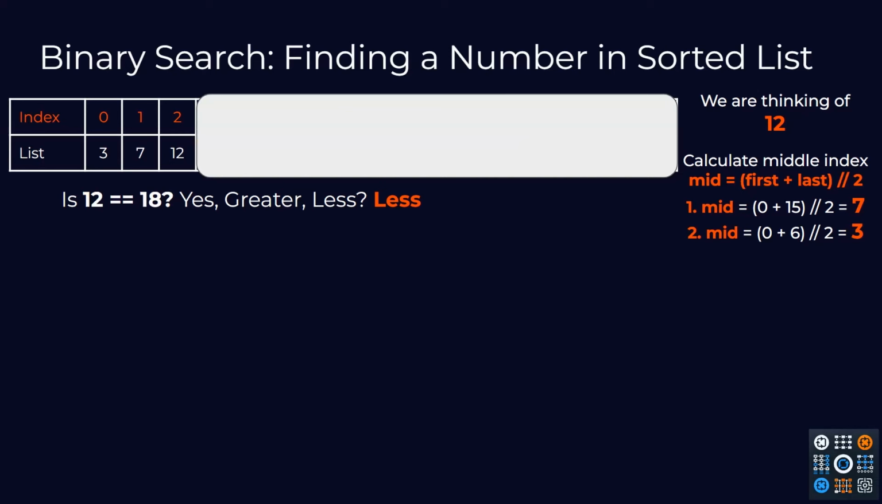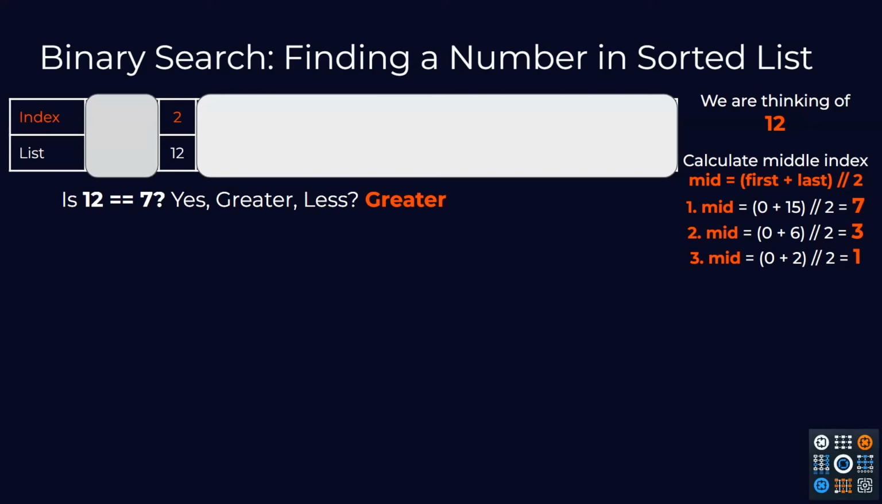With our range now from index 0 to 2, we calculate the middle index once more, which is 1. The number at index 1 is 7. Since 12 is greater than 7, we narrow our search to the right side of the current range, discarding the left part of the list up to the current mid-index. Our new range becomes index 2 only.